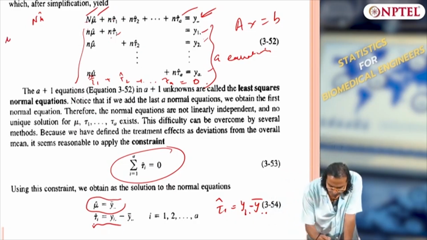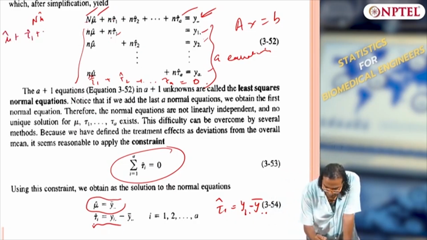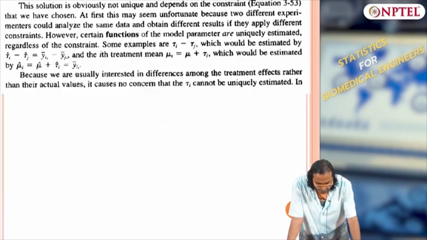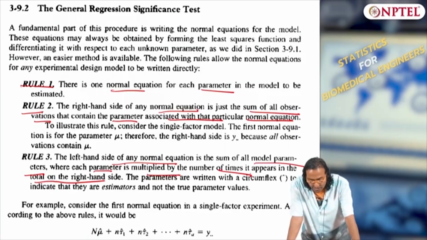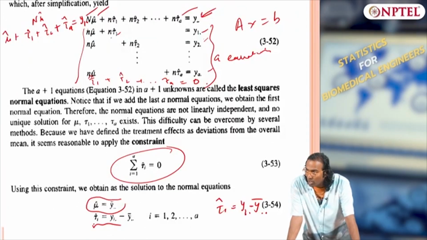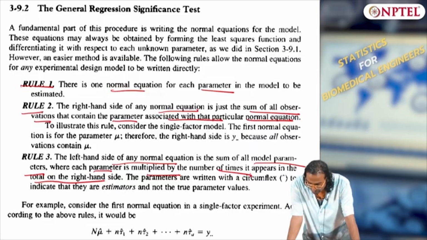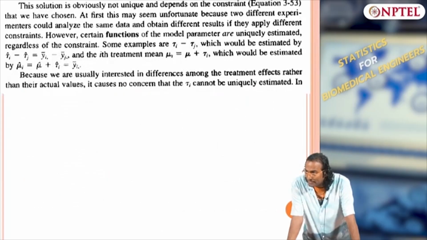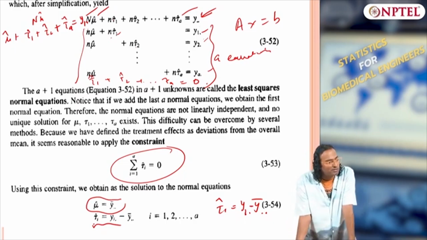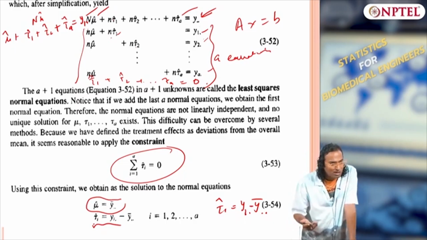Second equation is what? Mu hat plus tau 1 hat plus tau 2 hat plus up to tau a hat equals y1 dot. That is the equation, because as per rule 3 the left hand side is the summation of all the model parameters. I have written all the model parameters, and it should be pre-multiplied by the number of times it appears on the right hand side. So the right hand side is y1 dot. How many times does mu appear in y1 dot? Small n times, because total data itself is n only.